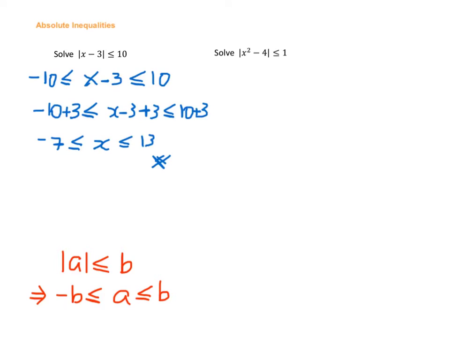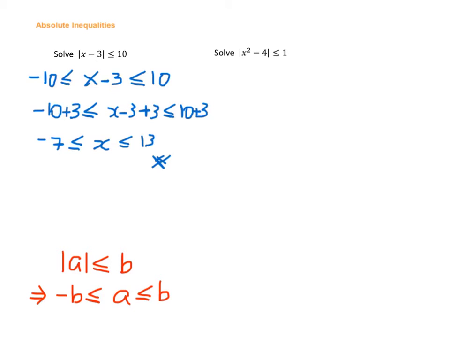And so we add 3 to each part, and of course negative 10 plus 3 is negative 7. And on this side we have 13, and of course x minus 3 plus 3 gives you x. So this is the solution to this particular problem.